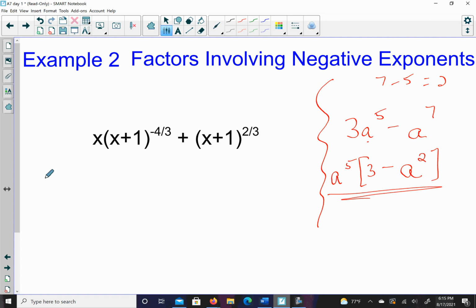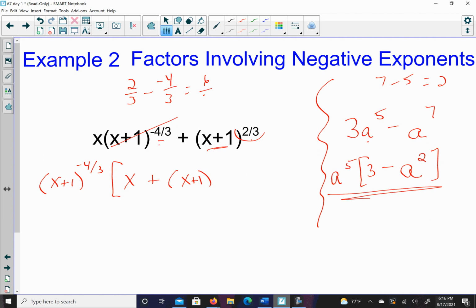So I'm going to factor out the x plus 1 because that's the factor that they both have in common. Then when I look at negative 4/3 and 2/3, negative 4/3 is the lower power, so that's what I'm going to factor out. So when I factor out this x plus 1 to negative 4/3, this is gone, and I'm left with just that x. Here's my plus sign. And then I have to ask myself, I'm going to have some x plus 1s left over because this power is higher. And to find out how many, I'm going to take this exponent, 2/3, and subtract what I factored out, which was a negative 4/3. And when I do that, I end up with 6/3 or 2. So this is going to be raised to the second power.